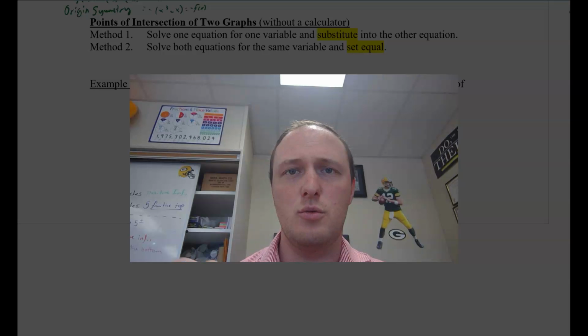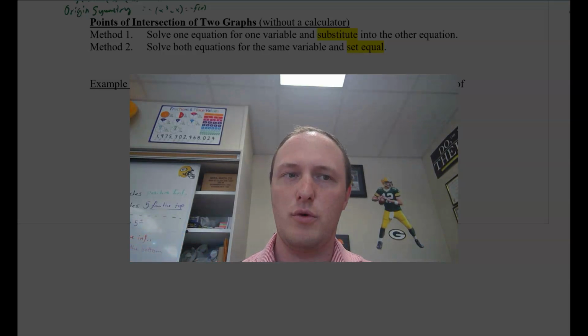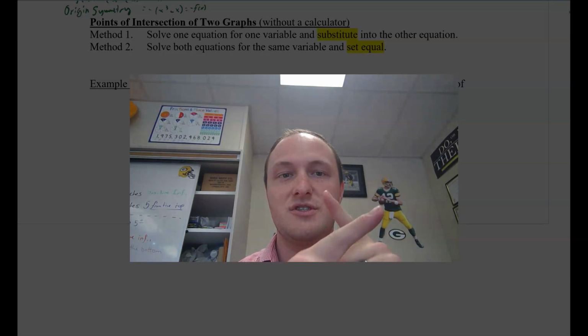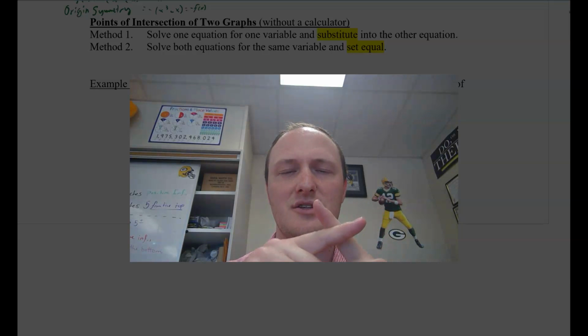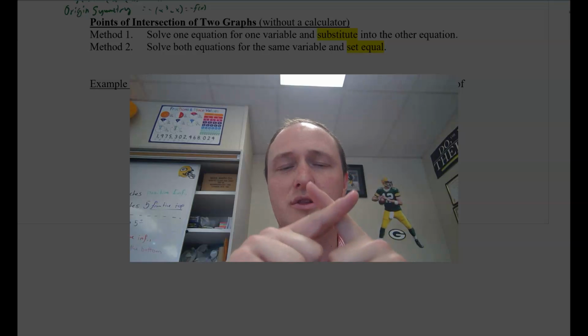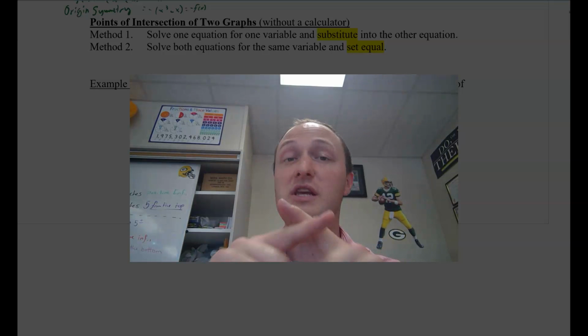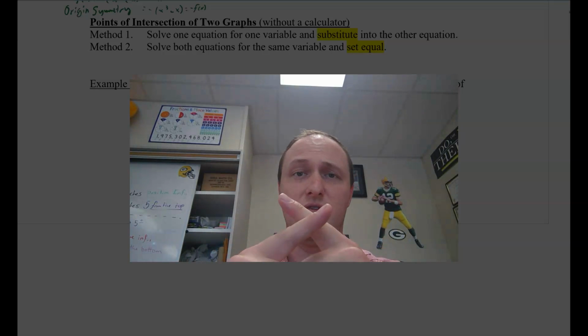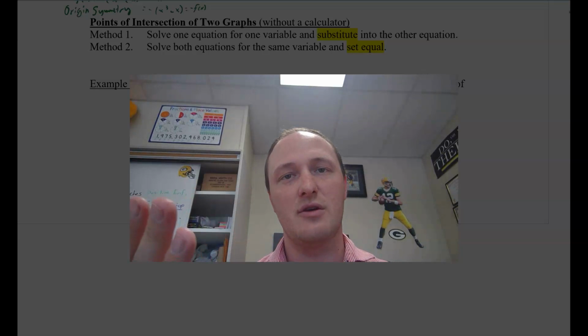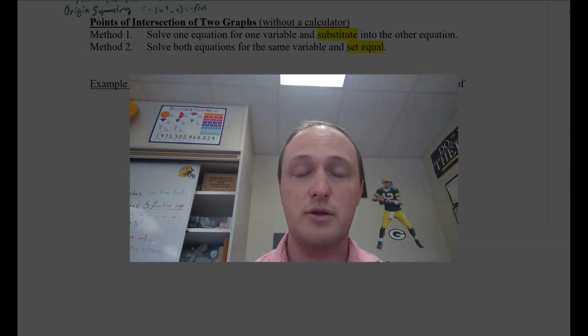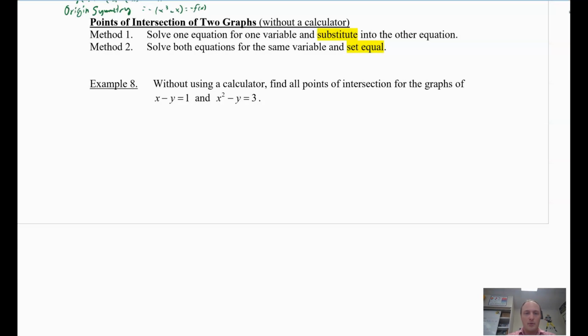So what we're going to do is solve for where they intersect. That's a solution between two graphs, where they intersect, where they touch. That's where they're equal to each other. And in order to find that point, once we have the x value, we're going to have to plug back in to find the y value.